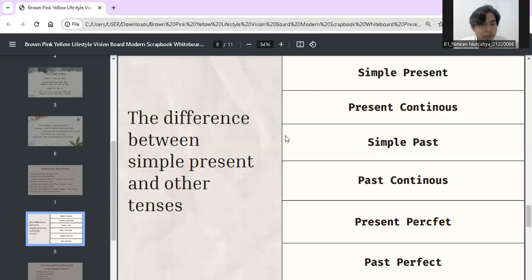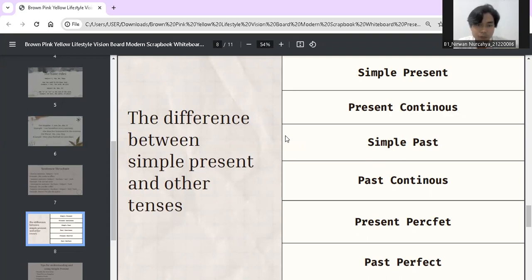The present continuous is used to express events that are happening right now. For example, they are playing football in the park. The simple past is used to express events that happened in the past and have been completed. For example, he visited Paris last summer. The past continuous is used to express an ongoing event at a time in the past. For example, I was studying while it started raining.